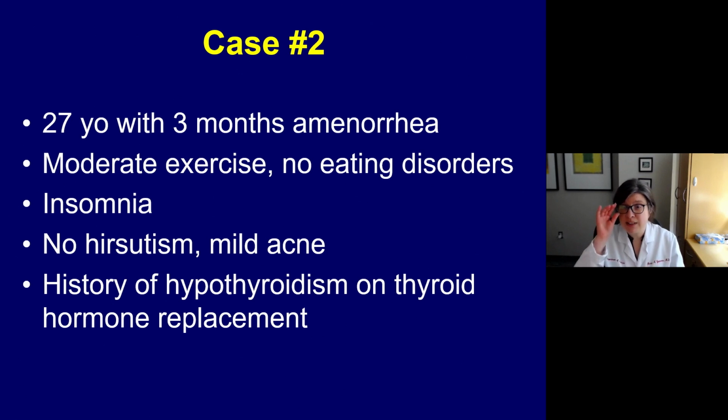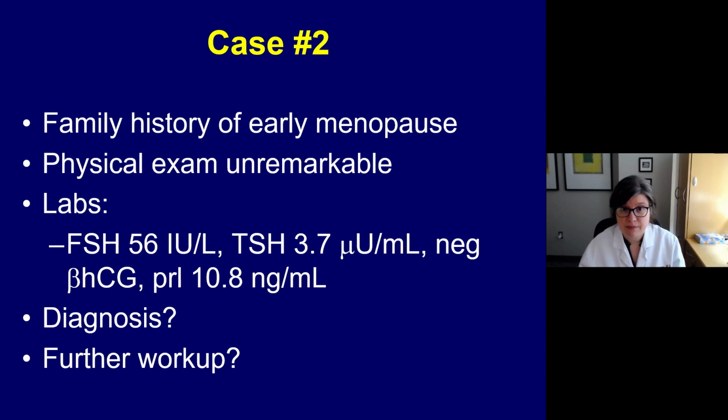So now we're going to move on to case 2. It's a rare diagnosis, but has important management implications. So this is a 27-year-old with 3 months of amenorrhea. She's a moderate exerciser, has no eating disorders. She's had a history of insomnia, no hirsutism and mild acne, and she has a history of hypothyroidism on thyroid hormone replacement. She has a family history of early menopause, and her physical exam is unremarkable.